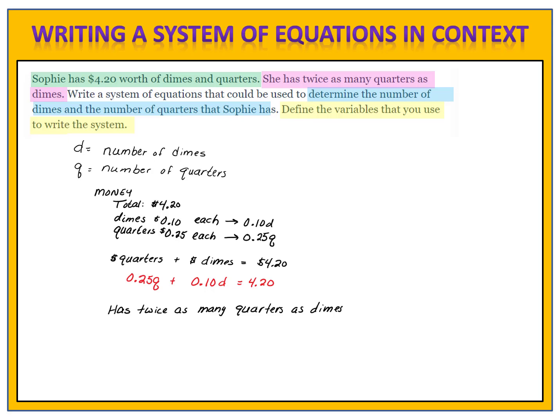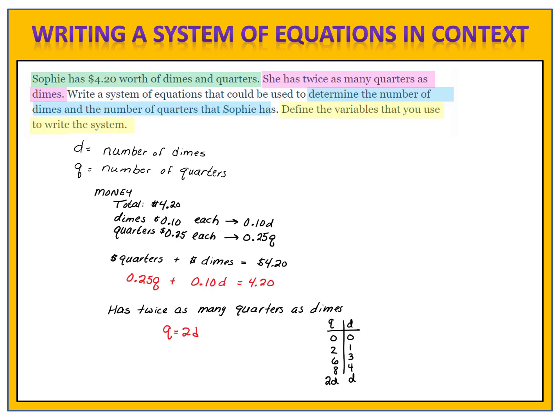Let's compare answers. If we think about the number of quarters and the number of dimes, she has twice as many quarters as she has dimes. In other words, the number of quarters is 2 times the number of dimes. If she has 0 dimes, she has 0 quarters. 1 dime, 2 quarters. 3 dimes, 6 quarters. 4 dimes, 8 quarters. The number of quarters is the number of dimes times 2. So if we have d dimes, we have 2d quarters. So the number of quarters equals 2 times d.